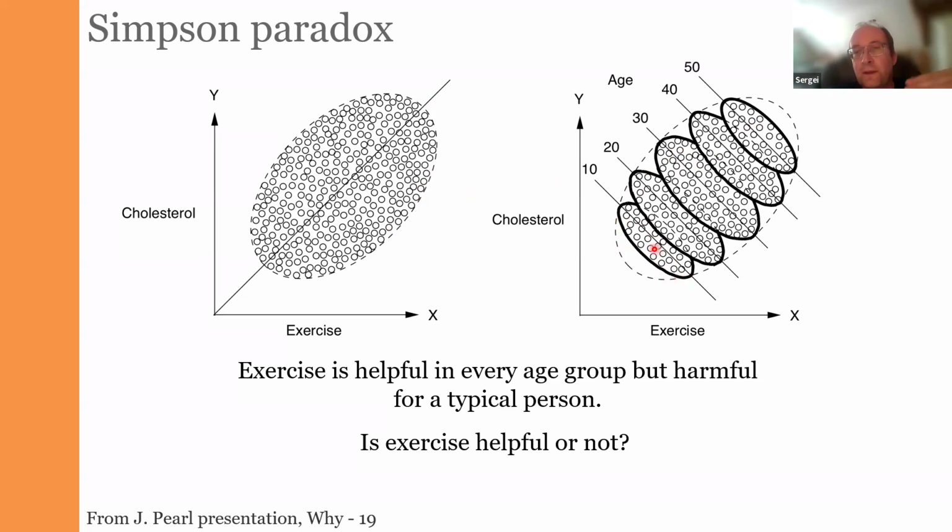However, the higher the age group, you see the origin of this trend. It is very clear that the higher the age group, the more people exercise. So that's why we have this trend. And the confluence of this factor, age, and the effect of cholesterol and exercise reverses the effect.